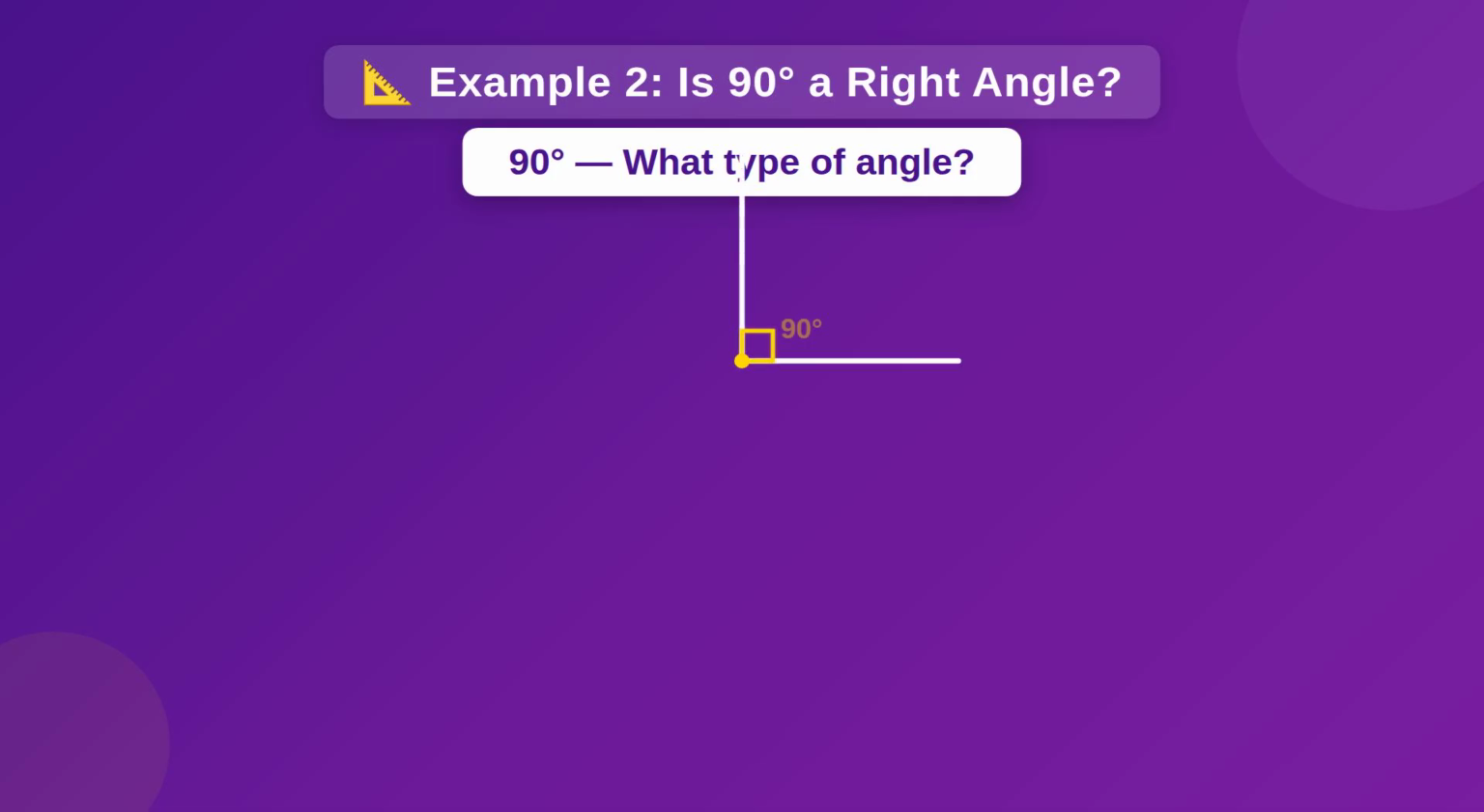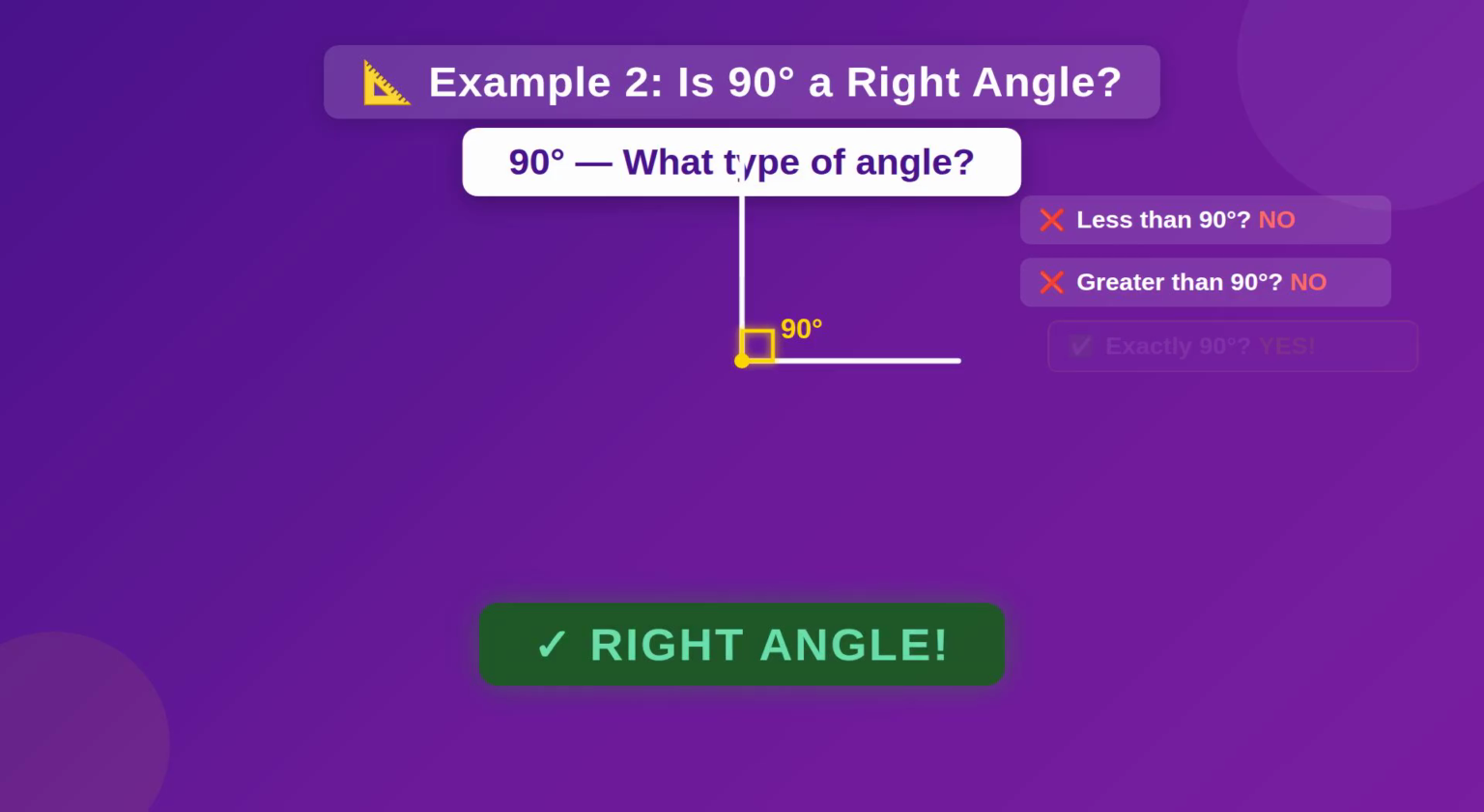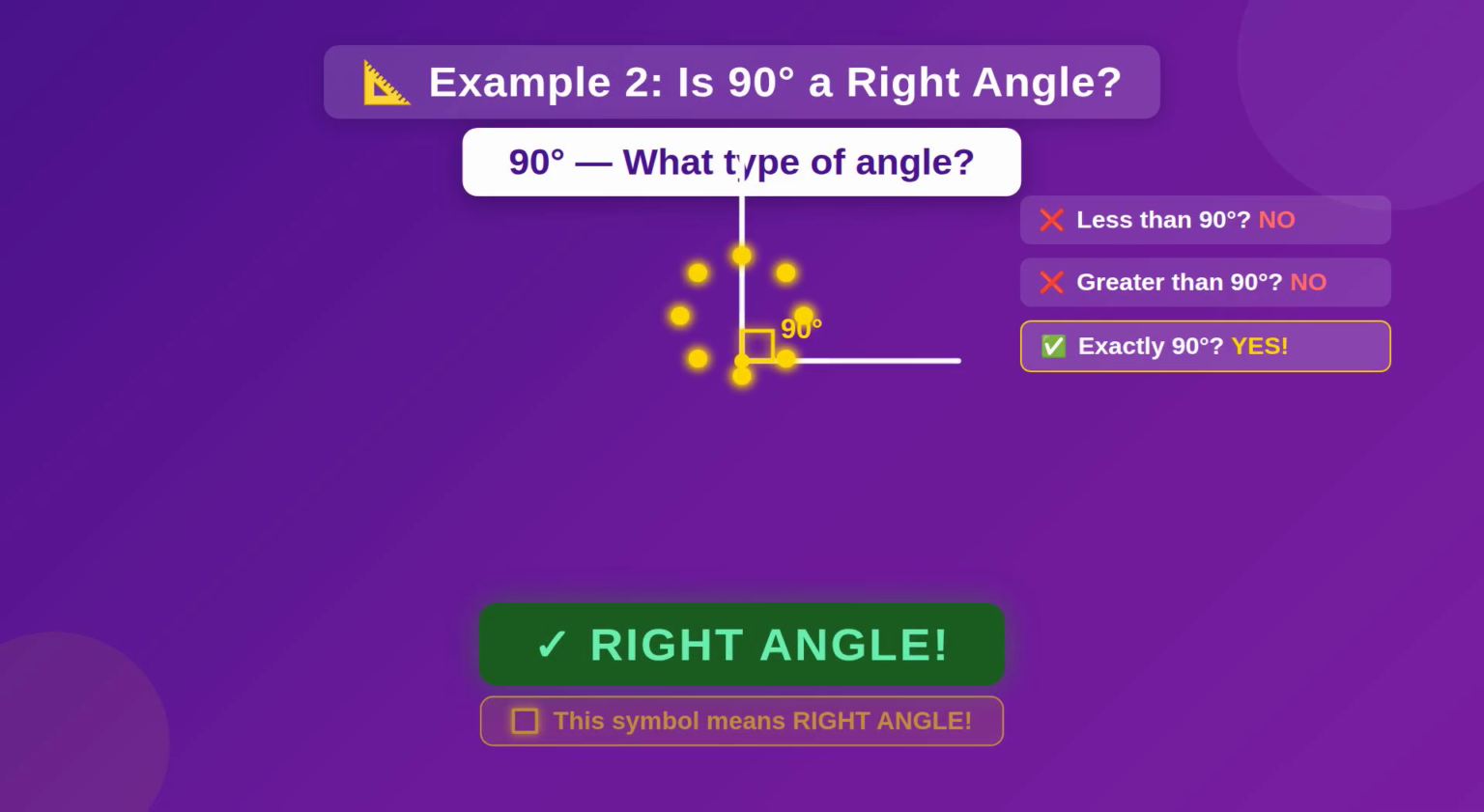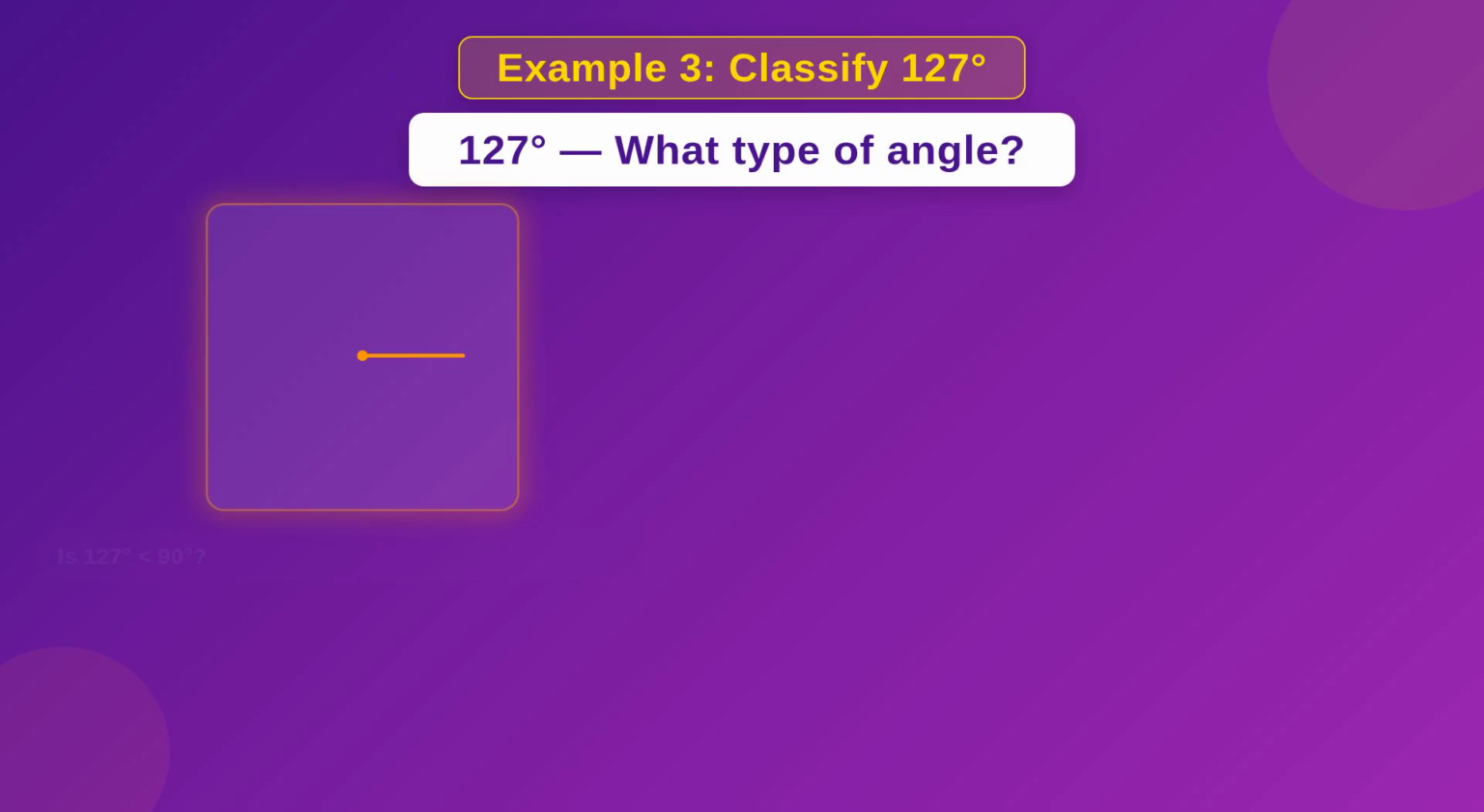Next problem on Maya's worksheet, classify an angle of 90 degrees. Is 90 degrees less than 90? No. Is it greater than 90? No. Is it exactly 90? Yes. So this is a right angle, the perfect corner. We mark it with that special little square symbol in the corner to show everyone it's exactly 90 degrees. Maya draws the little square confidently. She knows this one cold. 90 degrees always means right angle. No guessing needed. When you see that square marker, you instantly know right angle.